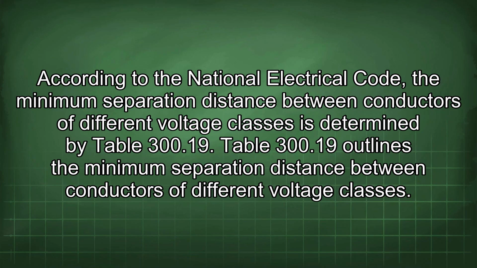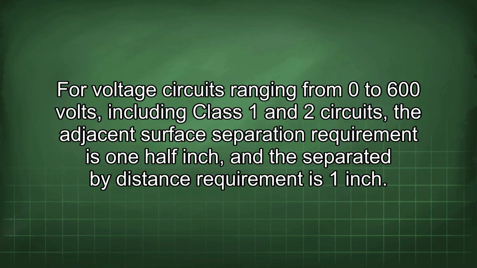According to the National Electrical Code, the minimum separation distance between conductors of different voltage classes is determined by Table 300.19. Table 300.19 outlines the minimum separation distance between conductors of different voltage classes. For voltage circuits ranging from 0 to 600 volts, including Class 1 and 2 circuits, the adjacent surface separation requirement is 1/2 inch, and the separated by distance requirement is 1 inch.